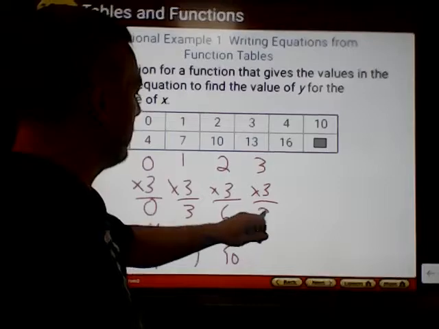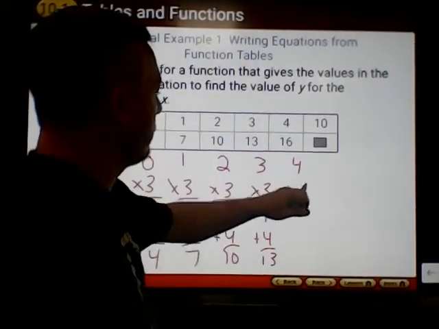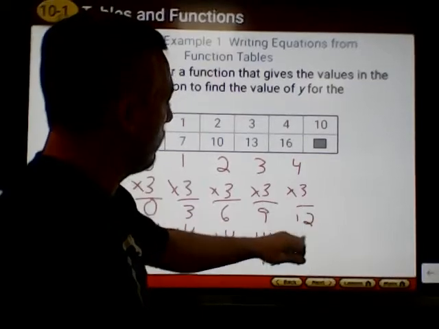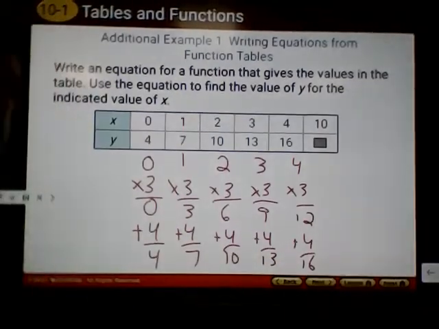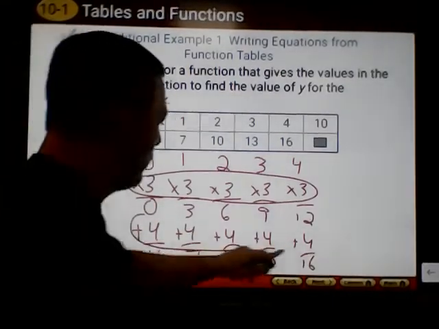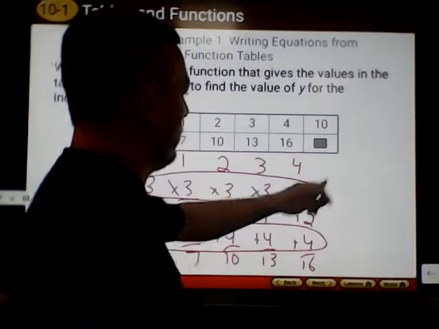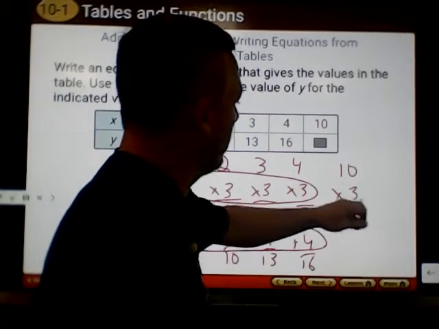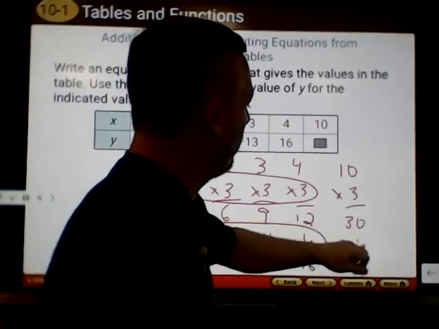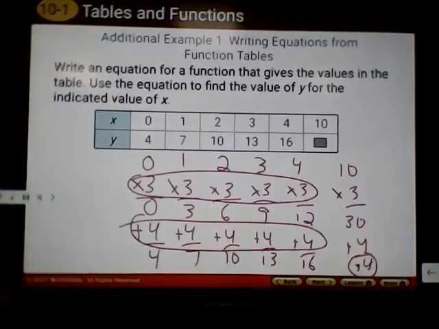3 times 3 is 9. Add 4 is 13. 4 times 3 is 12. Add 4 is 16. So it looks like we found what works. We're going to multiply by 3, and then we're going to add 4 to find our missing answer. And that's all good. So 10 times 3 is 30. Add 4 is 34. So we know our missing number is 34.